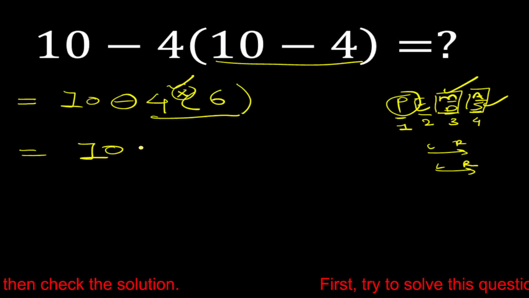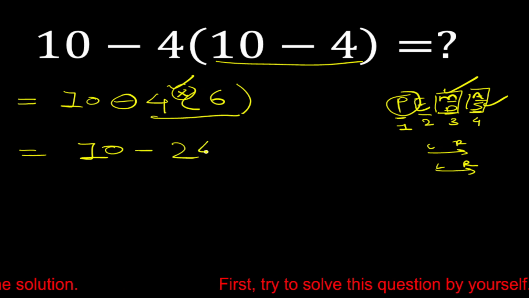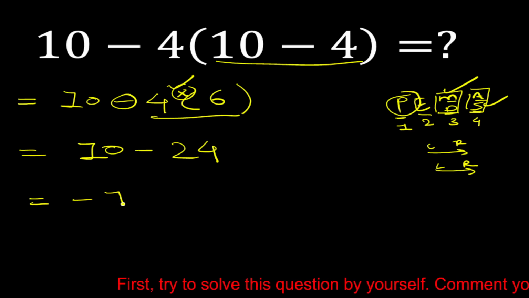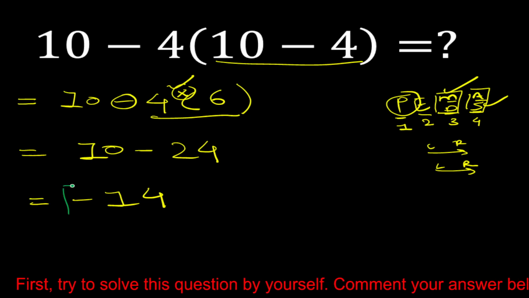So 10 minus 4 multiply 6 is equal to 24. Now 10 minus 24 is equal to minus 14. Okay, so the correct answer is minus 14.